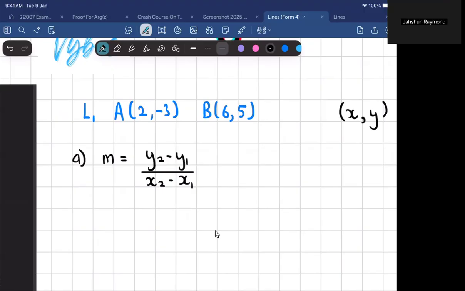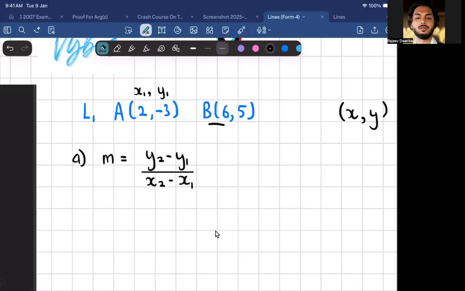Jashon, do we have 2 points? Yes, sir. Which point do you want to call the first point, A or B? A, sir. All right. So you're going to call this the first point. If this is the first point, then 2 will be x1 and -3 will be y1. A point is made up of an x and a y value. That'll be y1.